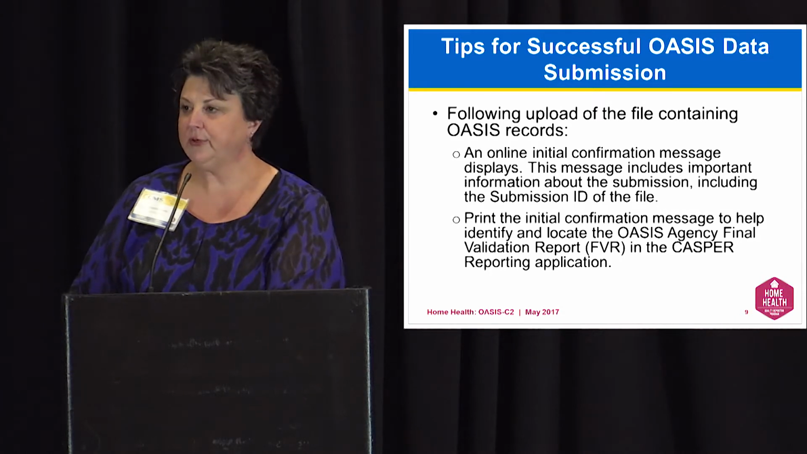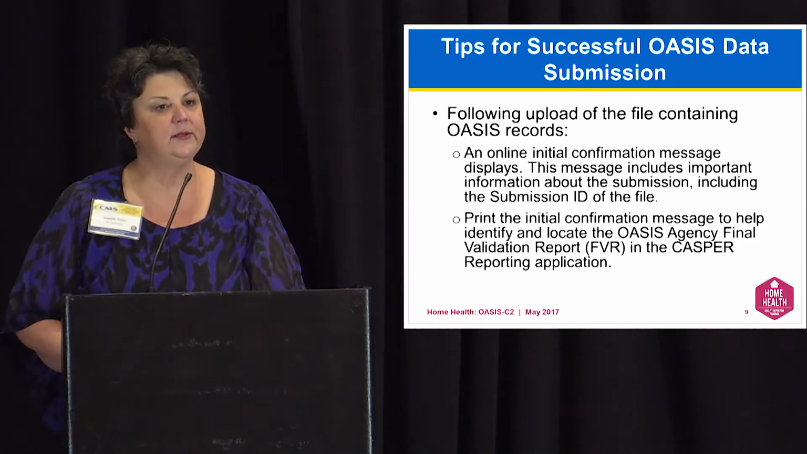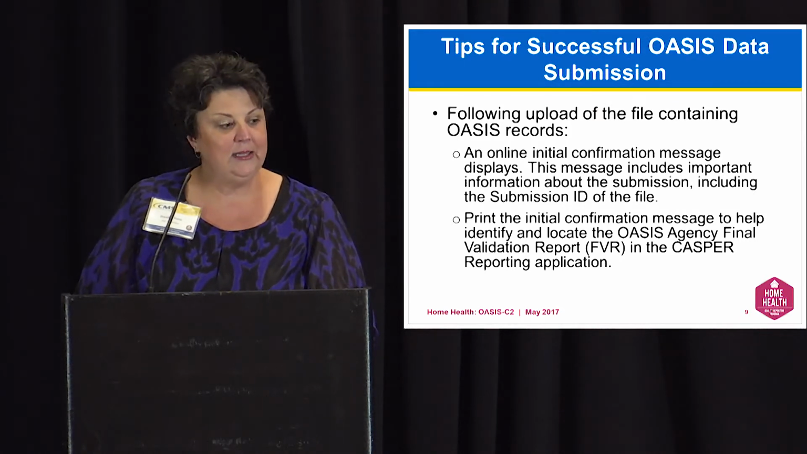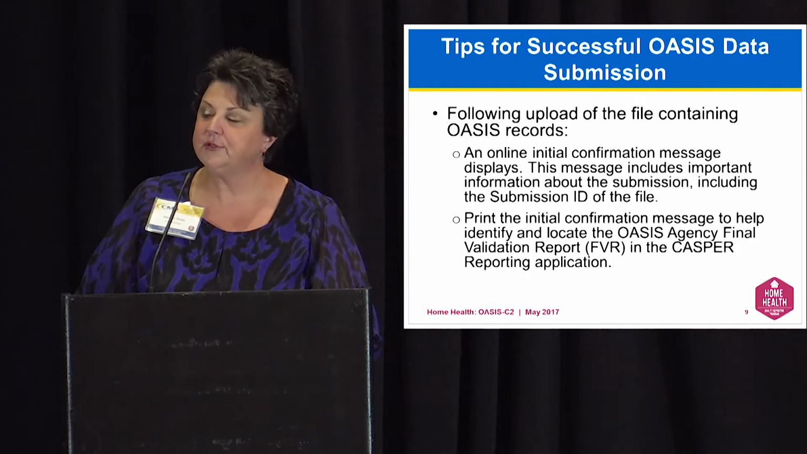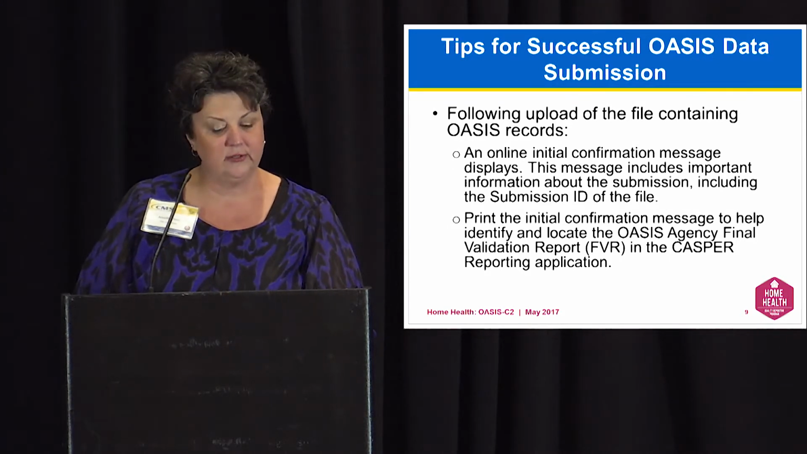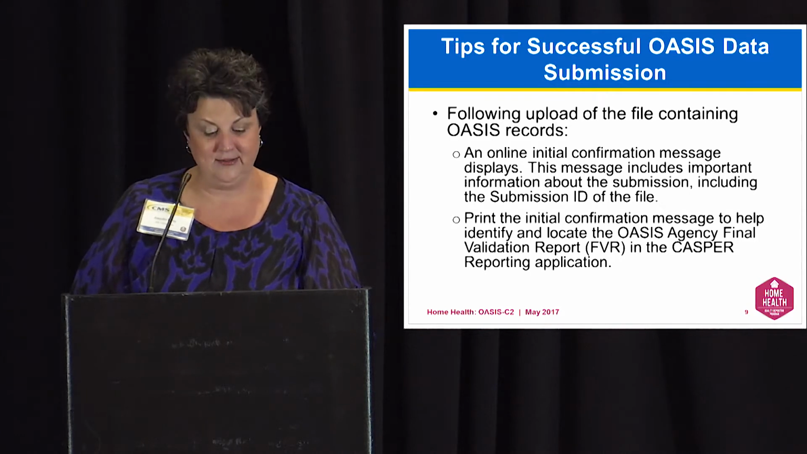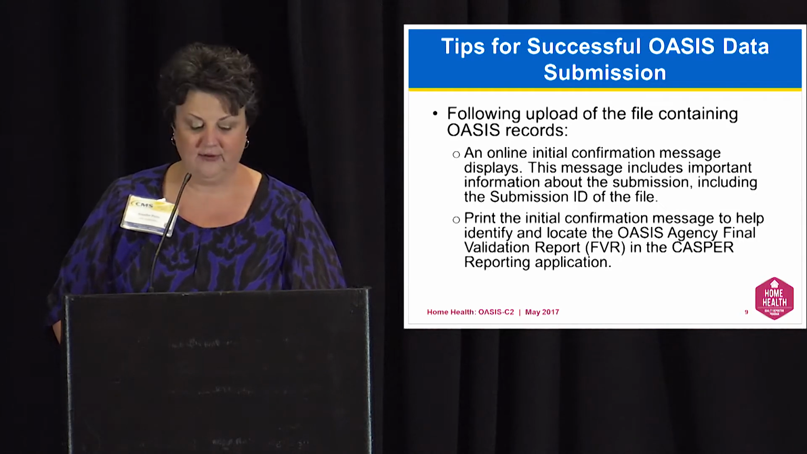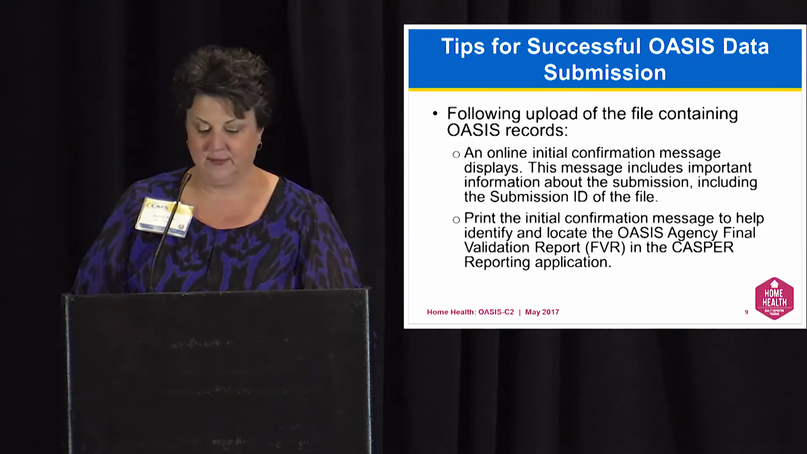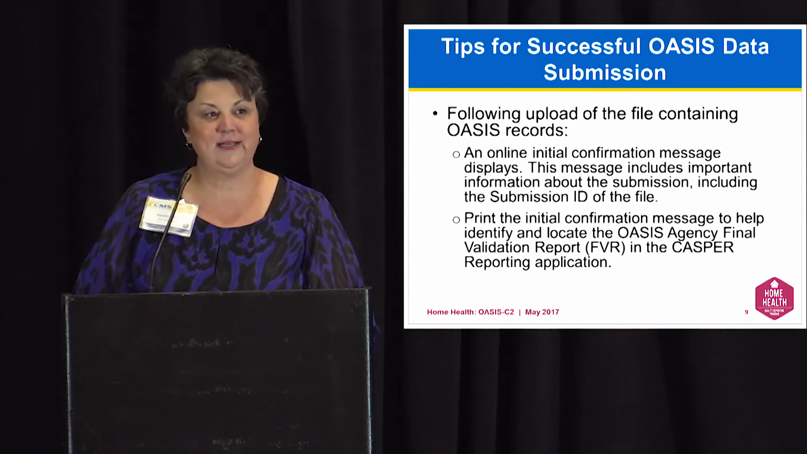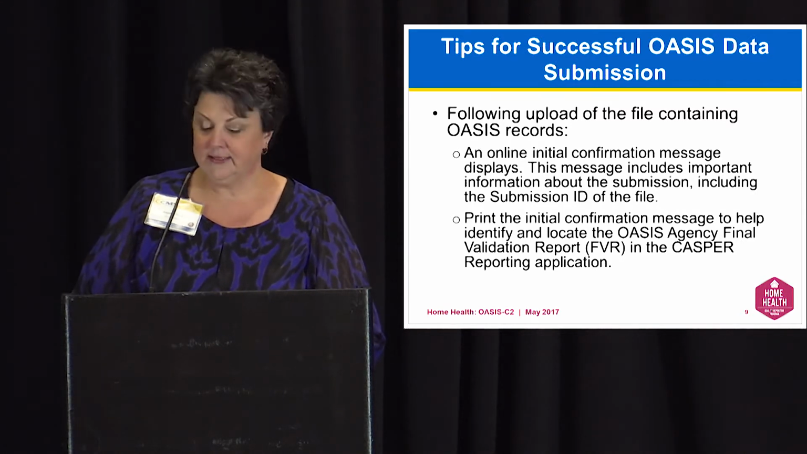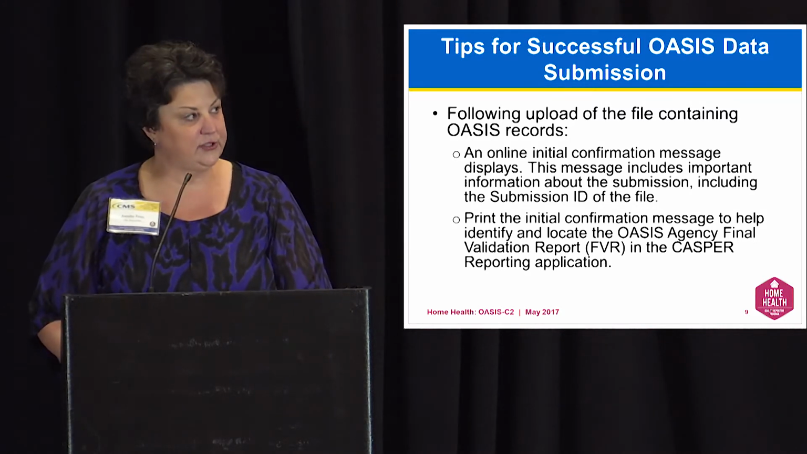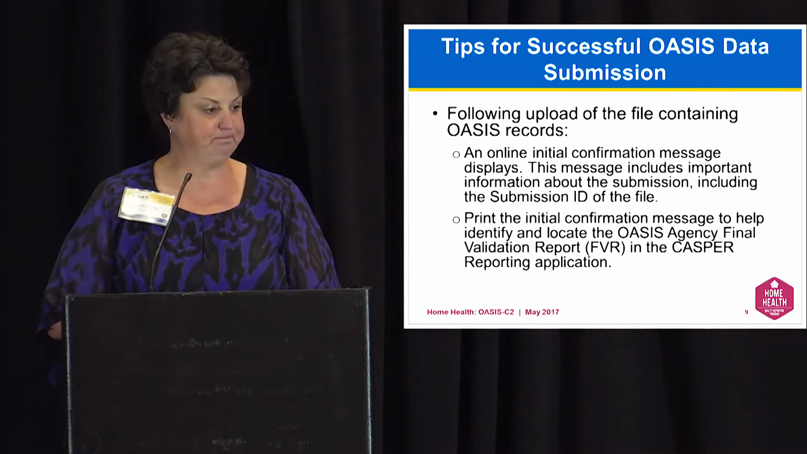So after you upload your records, what happens next? You'll see an online initial confirmation message. And in that initial confirmation message, there's important information about the submission, including a submission ID. That submission ID is a unique identifier that's assigned to the file when it's received by the ASAP system. Be sure to print this out. You want to print out that document. It's going to be helpful to you when you're trying to locate your agency final validation reports in this system.